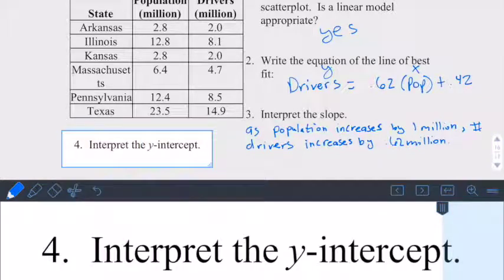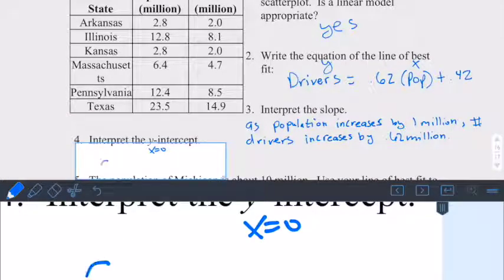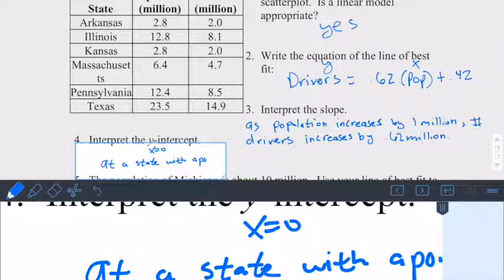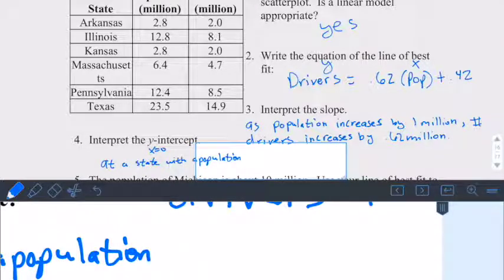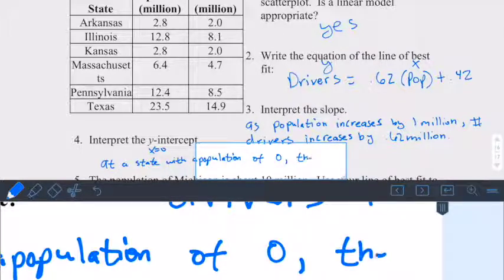Interpret the y-intercept. We haven't done this before, but it's not that hard. We know the y-intercept means that x equals 0. At a state with a population of 0, there will be a predicted 0.42 million drivers.